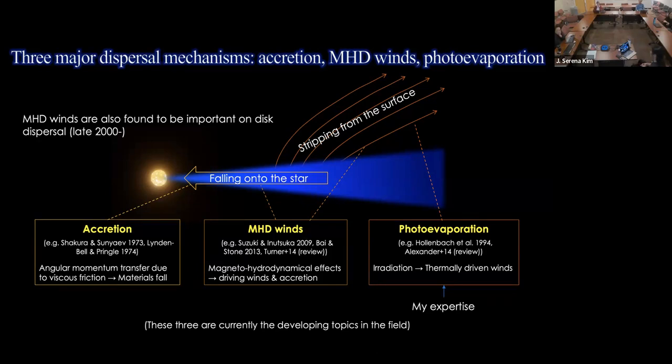All of these are under development and are a hot topic in the field. My expertise is photoevaporation, and I'm going to talk about photoevaporation mostly in this talk.